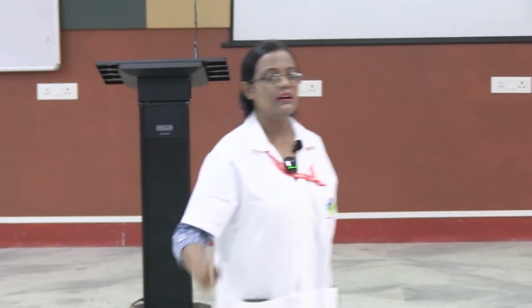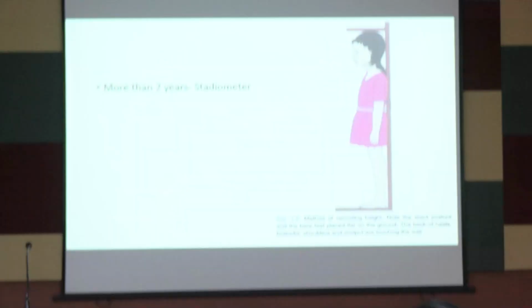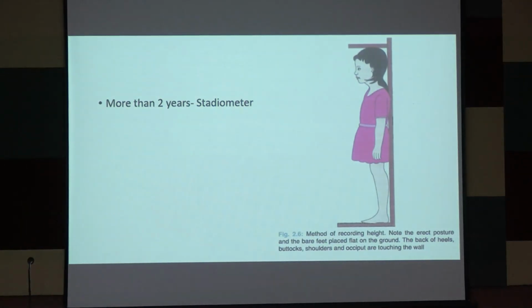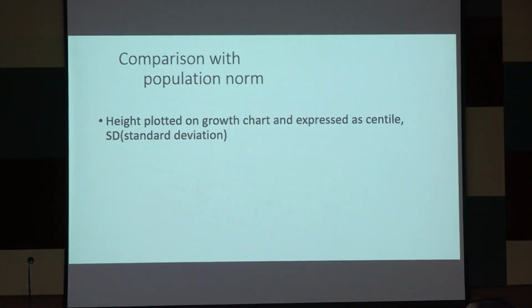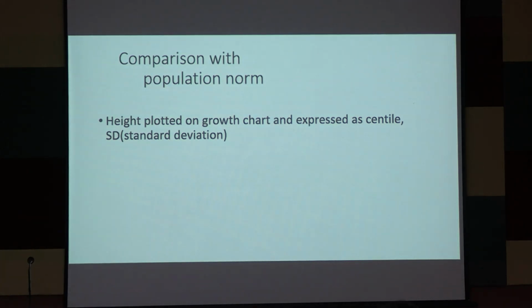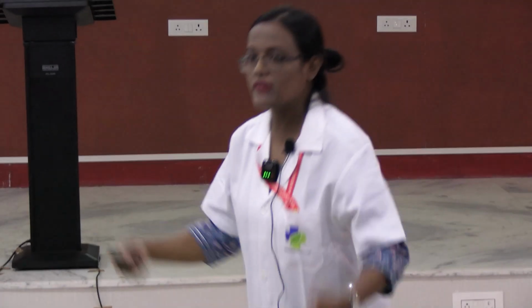So you have measured the height or the length, and next you put it on the growth chart. The growth chart is specific for girls and boys. What is the color of the growth chart for girls? Pink. For boys, blue. Now you have put it on the growth chart and found the height is coming as less than 3rd percentile. So it is short stature. What will you do next?